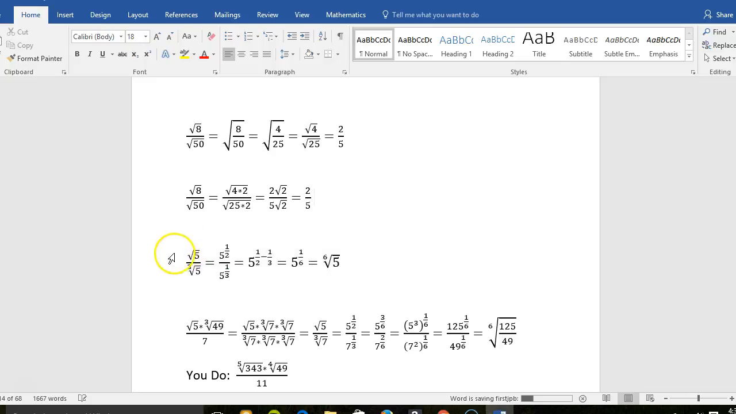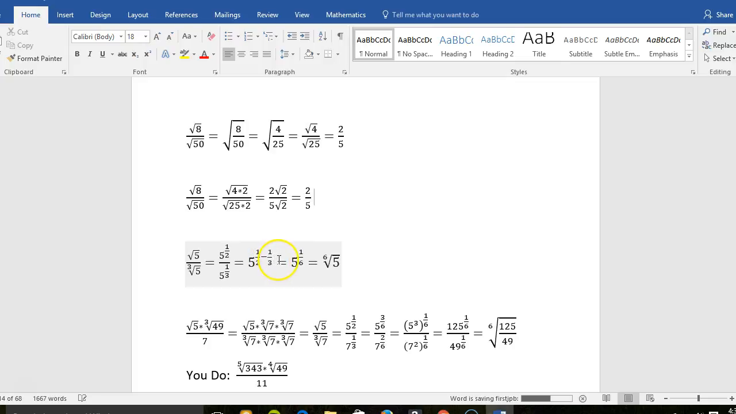But let me move on to this next problem. The square root of 5 divided by the cube root of 5. That's interesting. So that's 5 to the half power over 5 to the 1/3 power. So that's going to be 5 to the power of 1/2 minus 1/3.